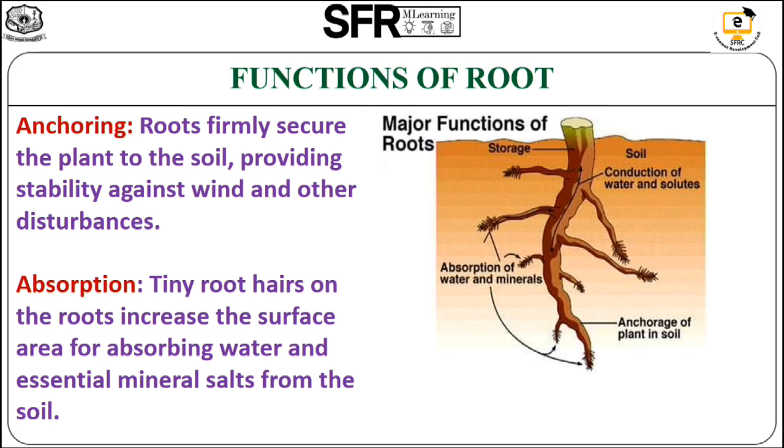I told you first, isn't it? It is anchorage. That is, it firmly secures the plant to the soil and provides stability against wind and other disturbances. We know that during a flood or a cyclone, the plants or trees present in the soil firmly fix the soil, so no landslides will occur, as you usually see in hill regions. This root alone makes the soil very firm, and it won't let the soil be loosened through flooding.